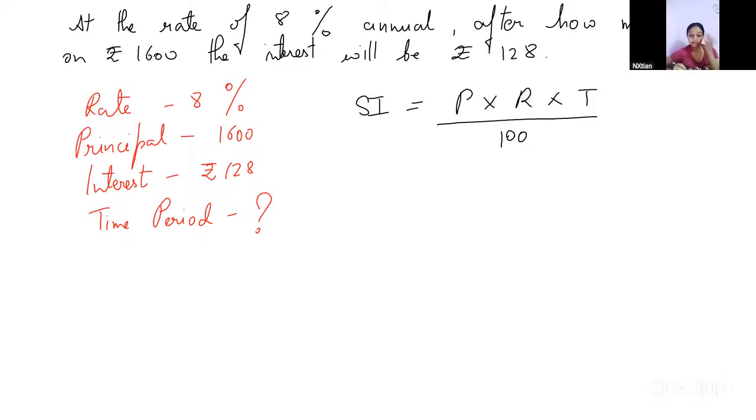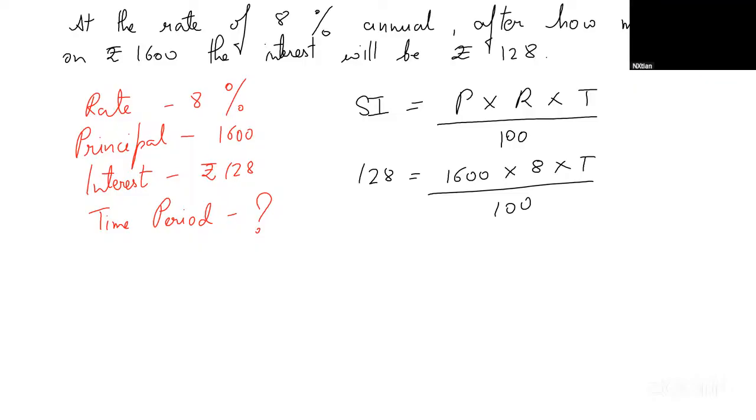Okay, this is the formula. Now we will put the values. Interest is how much? 128. Principal is how much? 1600. Rate is how much? 8. Time I don't know, divided by 100. Now this time I will take that side.